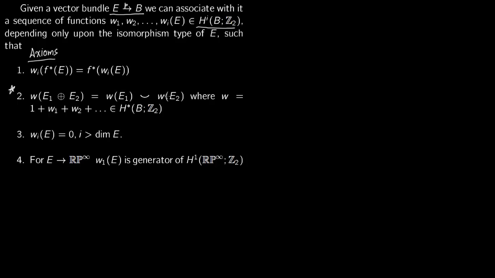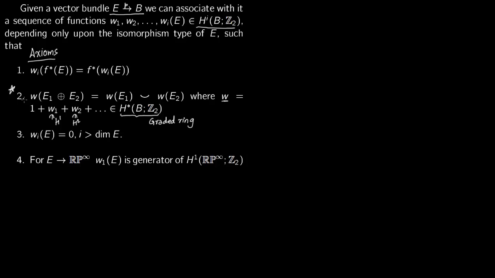this vector bundle E1 with E2, and this W is equal to 1 plus W1 plus W2 and so on, where W1 lies in H1, W2 lies in H2, and so on. So this is our graded ring. So this W is the entire graded ring. The third axiom is that Wi of E is 0 for i greater than the dimension of E. And then we have a special axiom for RP infinity. So this W1 of E is a generator of H1 of RP infinity with Z2 coefficients.